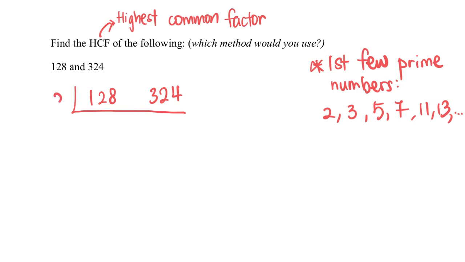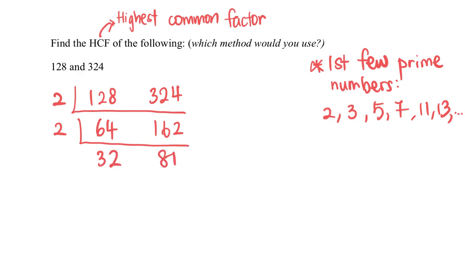Okay, so I divide by 2, the smallest one, and that will give me 64 and 162, and I realize I can continue to divide by 2 to give me 32 and 81, and I realize that there are no more prime numbers that I can divide both by. So we stop here. And the highest common factor is then, in this case, 2 times 2, 4.